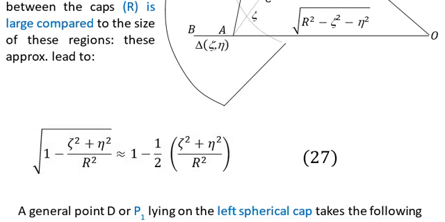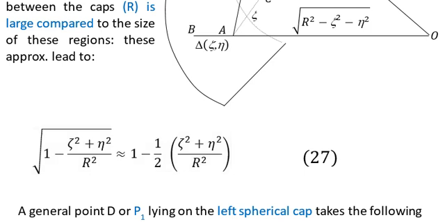The square root of this quantity can be expanded binomially, which is equal to 1 minus half, within the parenthesis zeta square plus eta square over r square. So we have kept only the first two terms because r is so large that we do not need the next term, in which r to the power 4 will be involved. We are not taking into account those terms. Just the first two terms are enough for the purposes that we remain in the Fresnel region.